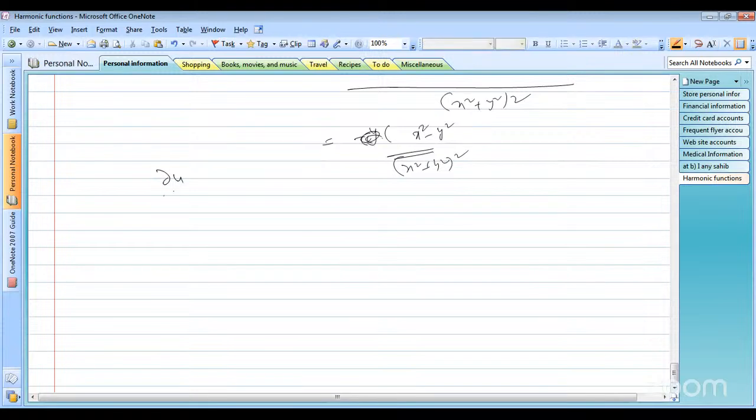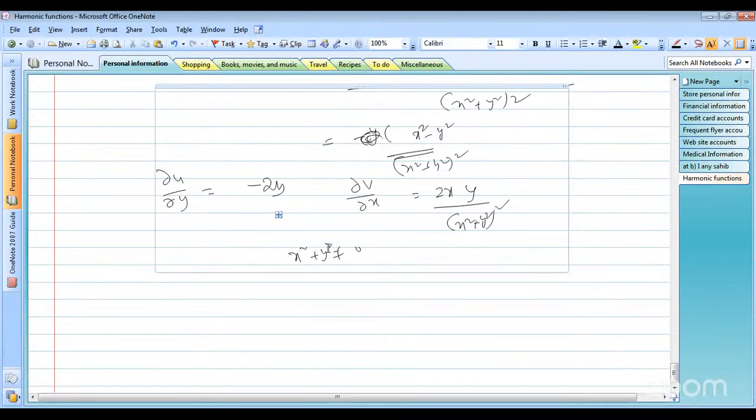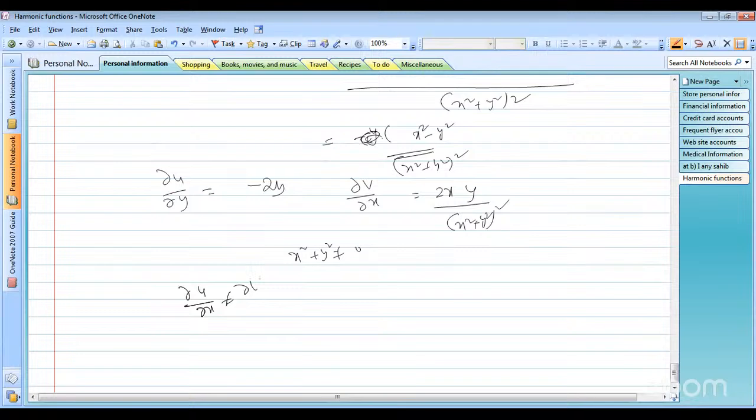Again, same, I am writing dou u by dou y is equal to minus 2y. Dou v by dou x is equal to also 2x by x square plus y square whole square. Automatically dou v by dou x we have to equal. But x square plus y square also not equal to 0. But dou u by dou x is what value: x square minus y square by x square plus y square whole square. So dou u by dou x not equal to dou v by dou y, and dou u by dou y not equal to minus dou v by dou x.